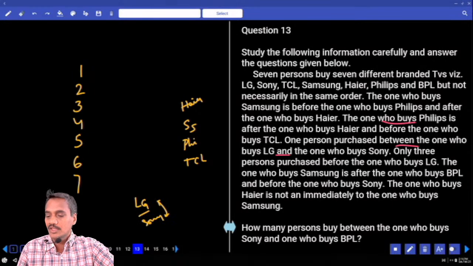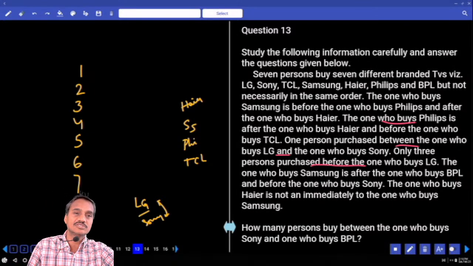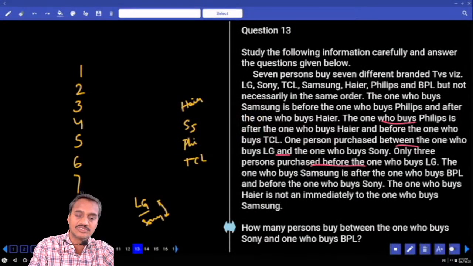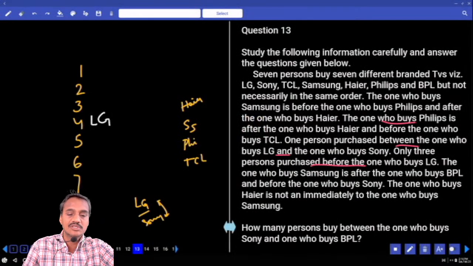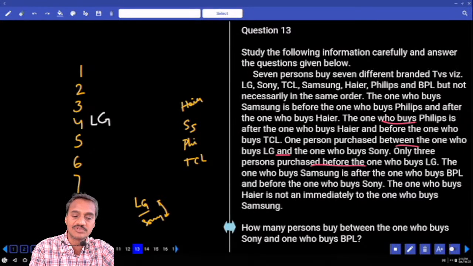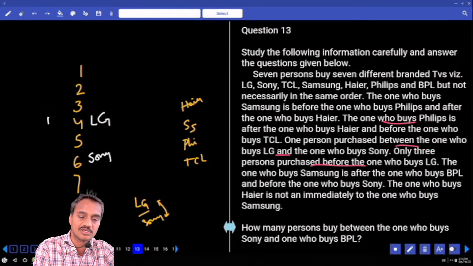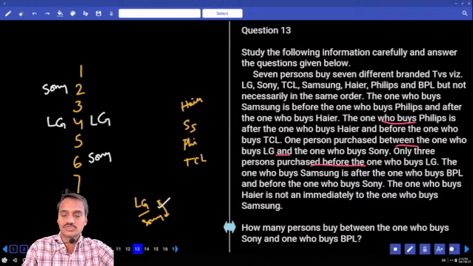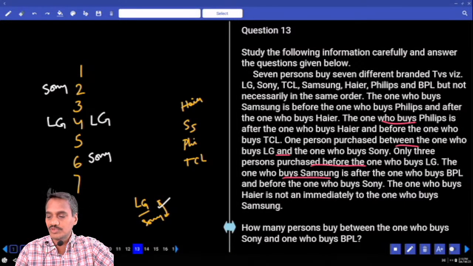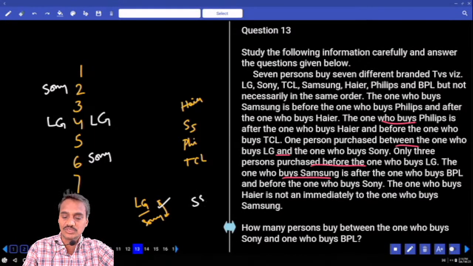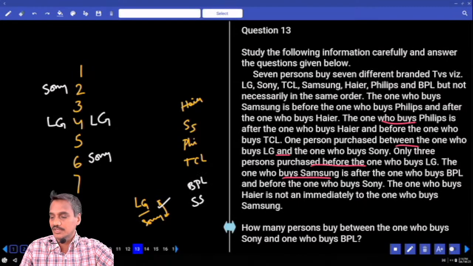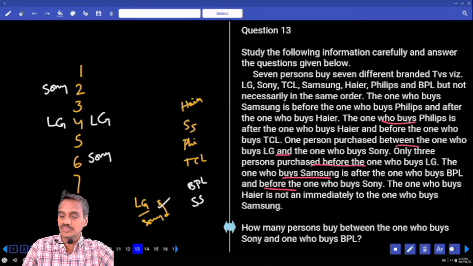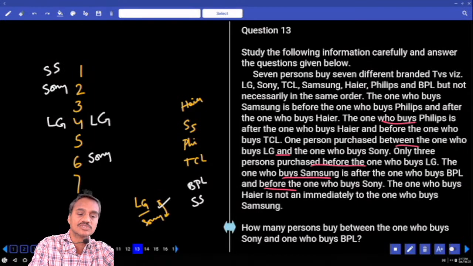The order is not confirmed, and only 3 persons purchased before the one with LG. This is the crucial information: only 3 persons before LG. Hence LG must be at the fourth place. If LG is at the fourth place with one person between LG and Sony, Sony can be either at the sixth place or at the second place. Now we have got a possibility here. Then the one who buys Samsung is after the one with BPL, and Samsung is before the one who buys Sony.